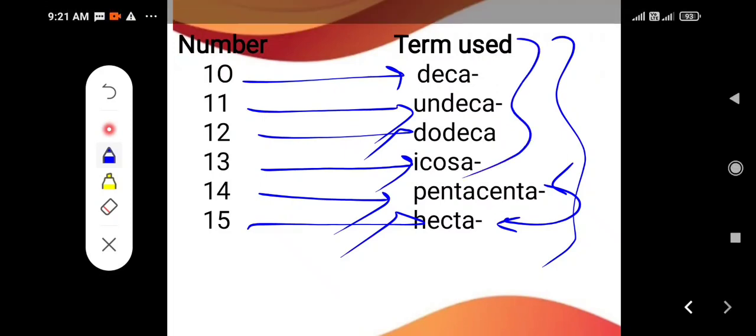14 pentacenta, 15 hecta. Okay, this I will check again. Okay, so this is important.